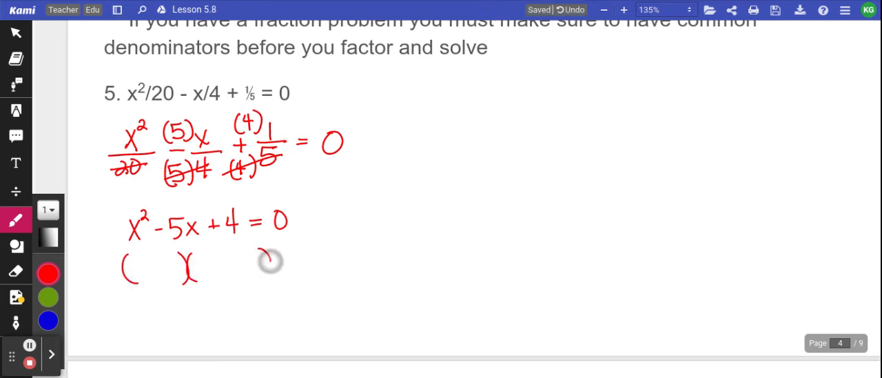Not a window method, which is nice. So I just start with x and x. Things that multiply to be 4 and add up to 5 are 4 and 1. Sign chart says both minus. So solving this one, I would add 1. And solving this one, I would add 4.